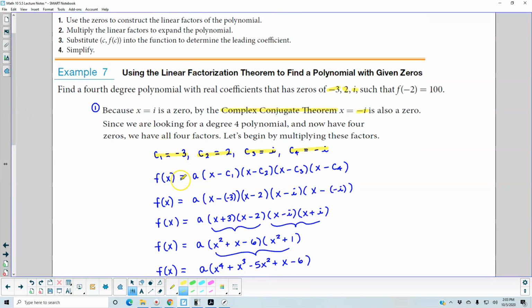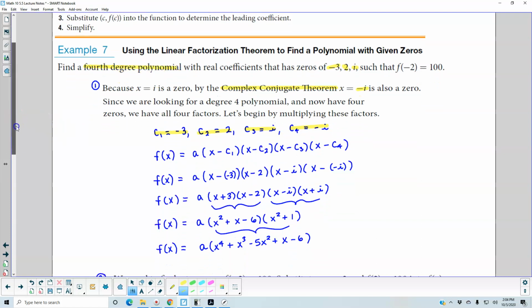We have f of x equals a times (x minus c1) times (x minus c2) times (x minus c3) times (x minus c4). Remember that we go to 4 because it's a fourth degree polynomial. Now we plug in c1 as -3, so it's x minus -3. We know that c2 is 2, so it's x minus 2. c3 is i, so it's x minus i. And c4 is -i, so it's x minus -i.